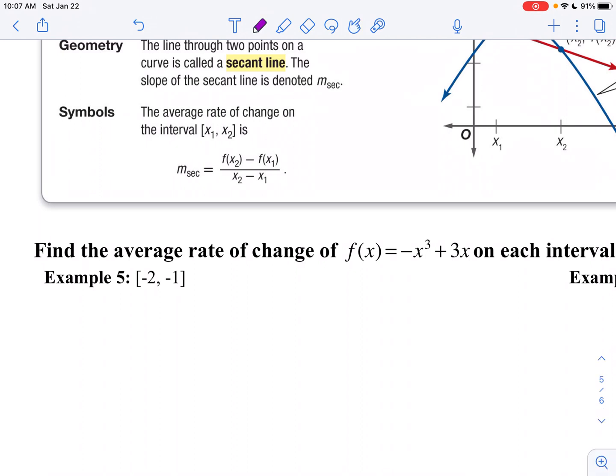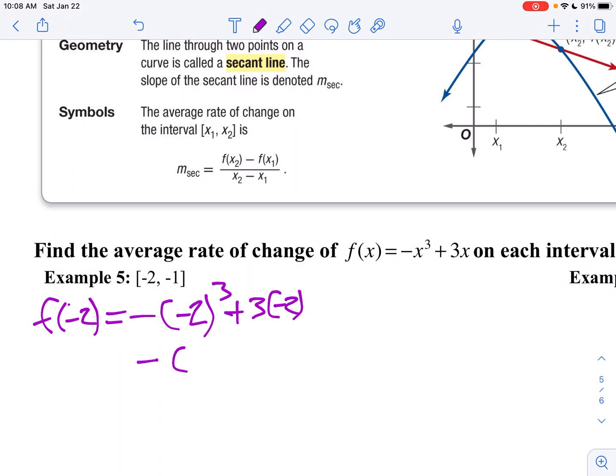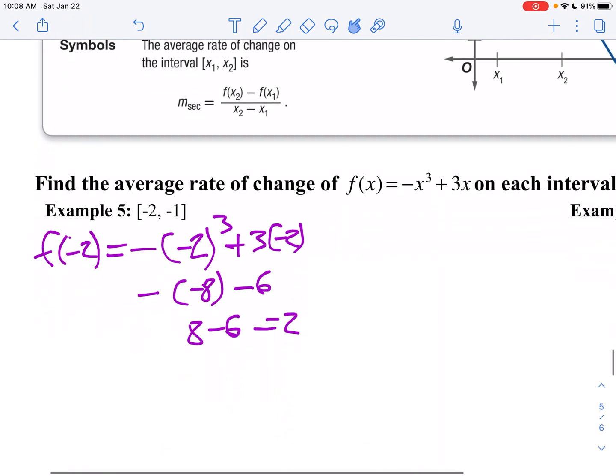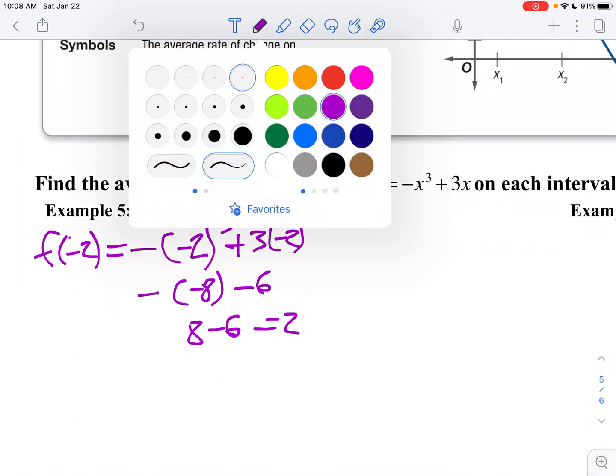So first thing I'm going to do, I'm going to find f of -2. So f of -2 is going to be the opposite of -2 cubed plus 3 times -2. In other words, that'll be the opposite of -8 minus 6. So it'll be 8 minus 6, which is 2. Now I'm going to go back and find f of -1. I'm going to switch pen colors here so you can see the difference.